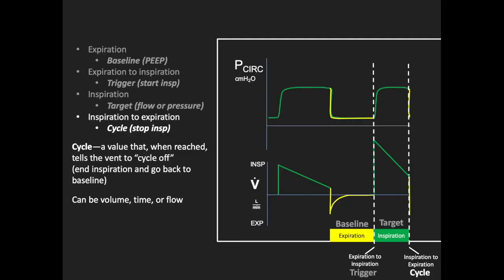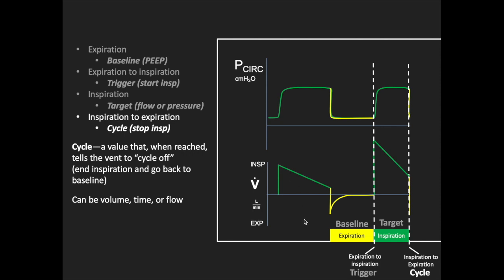We've gone through 3 of the 4 phase variables, and we come now to the cycle, the last phase variable. This is the one that tells the ventilator that inspiration is over. It's something that when it is reached, tells the ventilator to stop giving flow or stop giving pressure and let the patient breathe out, stop inspiration. The cycle can be volume, time, or flow.